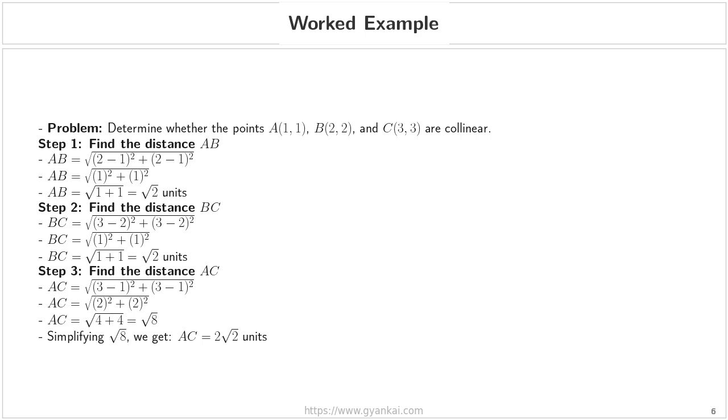Now we must find the distance between the two outer points, A and C. We calculate the square root of the quantity 3 minus 1 squared plus 3 minus 1 squared. This gives us the square root of 2 squared plus 2 squared, which is the square root of 4 plus 4, or the square root of 8.